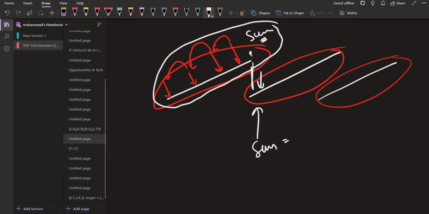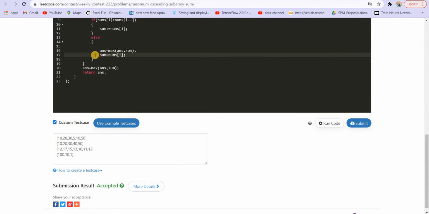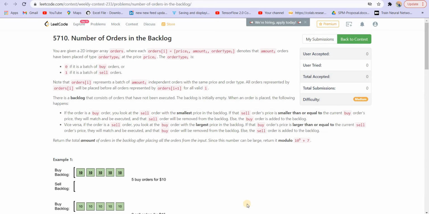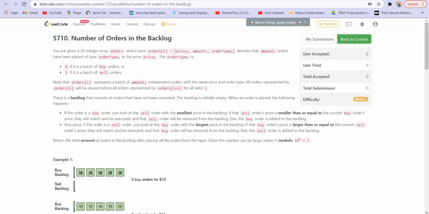So I made sum equal to nums of i. This was line number 17. That's how we did it. Then again for this part, and when I came to this particular position, again this was the summation, changed the answer, and moved the summation to here. That's how we did it.